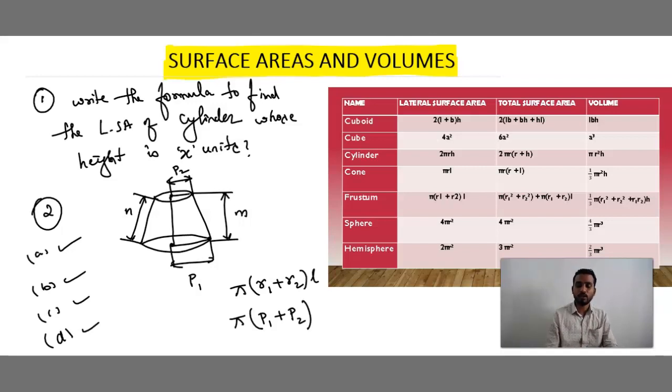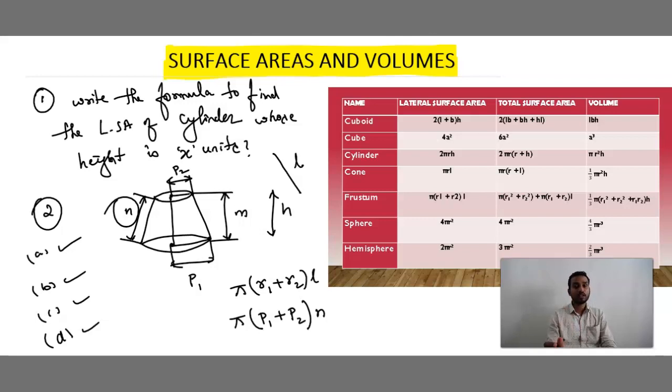Into what is L here? L means slant height. If you see the straight line, that is called H. If you see any bending line, that is called L, slant height. This is our normal height and this is slant height. So in place of L, what is here? N. So what is the correct option? Pi into P1 plus P2 into N. So these are the different ways questions can be asked for 1 mark from this chapter.